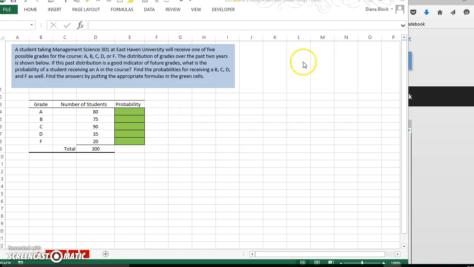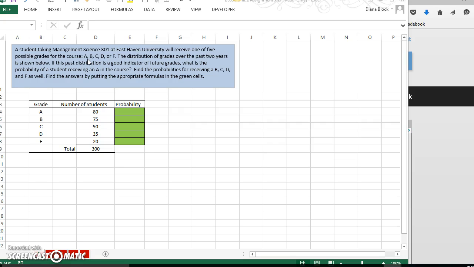So if we look at the homework assignment, this is your assignment. I downloaded it from the Unit 2 content area. And this is the first problem. It is asking us about a class that is going to receive one of 5 possible grades. Students can get an A, B, C, D, or F. And it has some information in this paragraph about the distribution of grades over the last 2 years. And that's the information we have below in the table. 80 students have gotten A's, 75 have gotten B's, and so on over the last 2 years. This is the data they've collected.